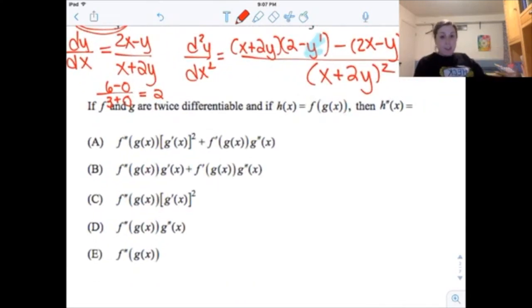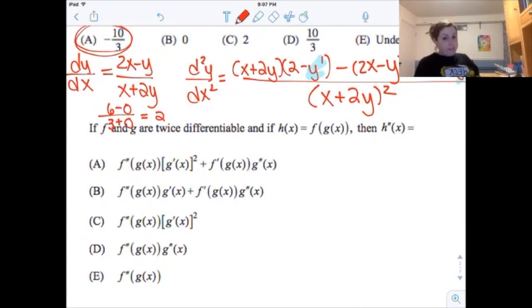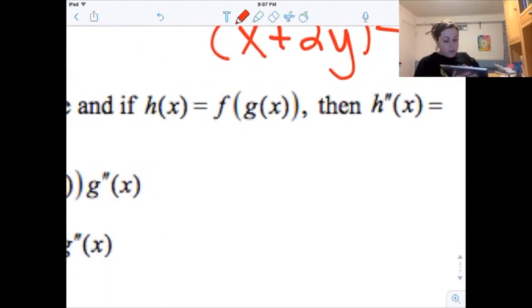And this is our last calculating one, and then we're going to go into some analysis. So f and g are twice differentiable. All that means is you can take a derivative twice. And h is f of g of x, so I want to find h double prime. So I'm going to start by finding h prime, right? You need a first derivative to get a second.